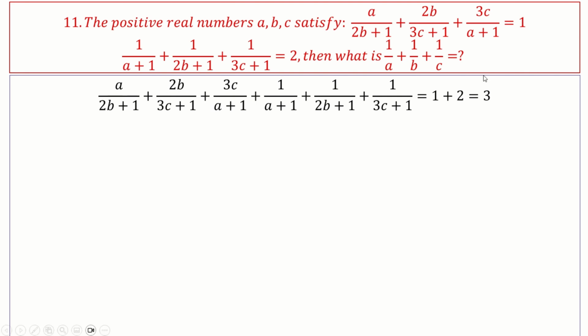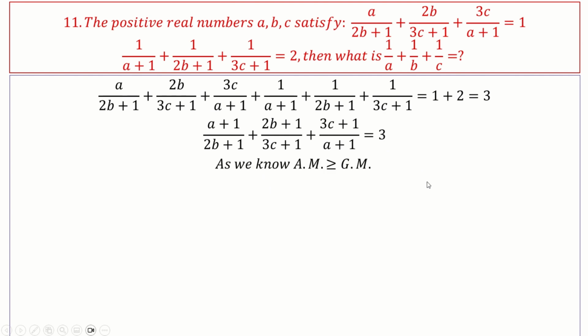The first thing we will do is sum both of the equations given. One is equal to 1, the other is equal to 2. So if you sum them up, on the RHS you will get 3. And on the LHS, you will get a plus 1 by 2b plus 1, 2b plus 1 by 3c plus 1, 3c plus 1 by a plus 1 equal to 3.